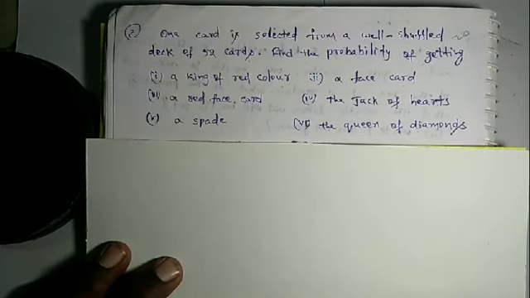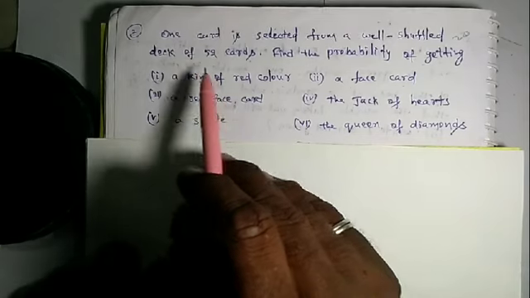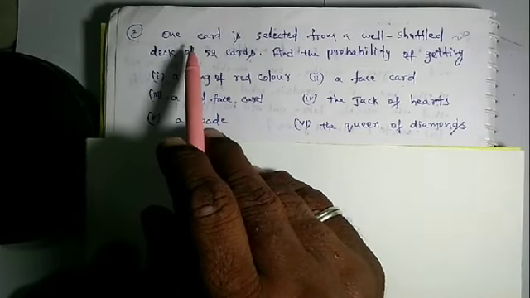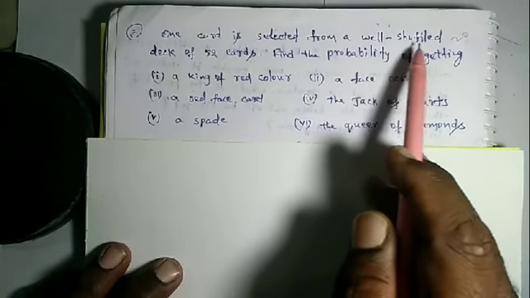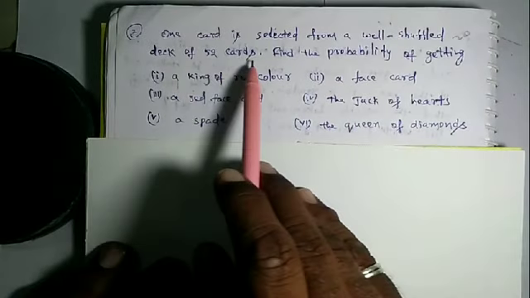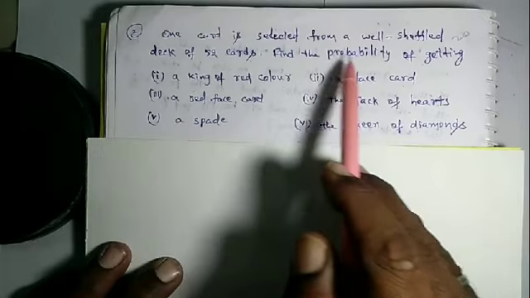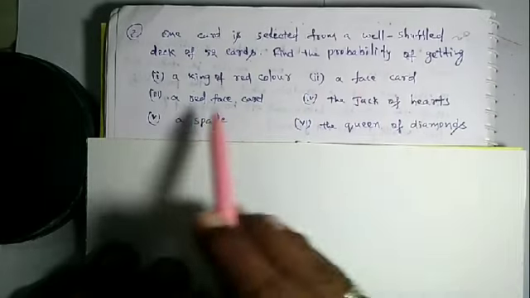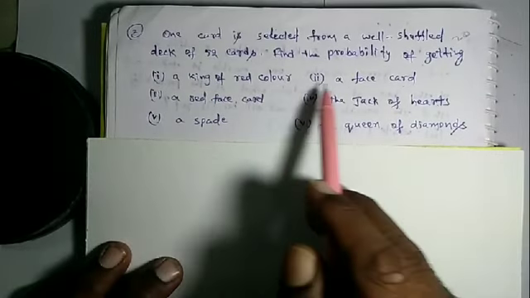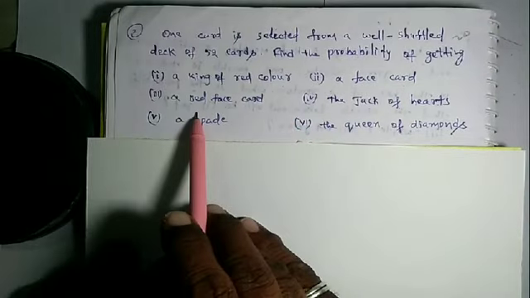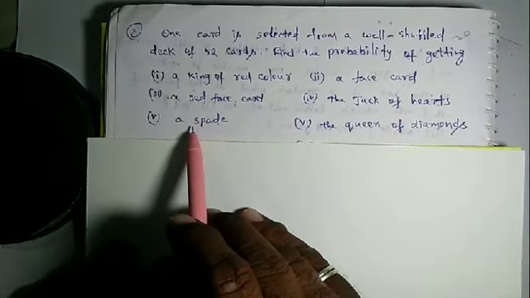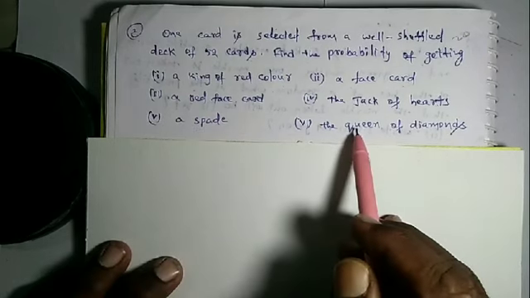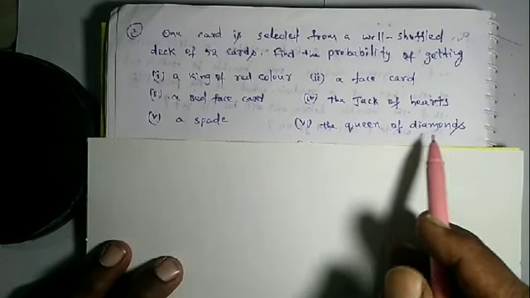Now observe, this is our second problem about cards. One card is selected from a well shuffled deck of 52 cards. Find the probability of getting a king of red color, a face card, a red face card, the jack of hearts, a spade, the queen of diamonds.